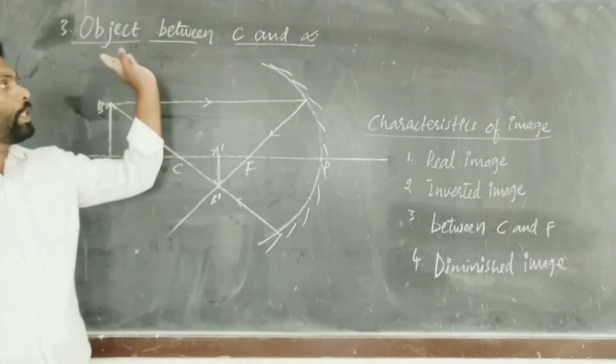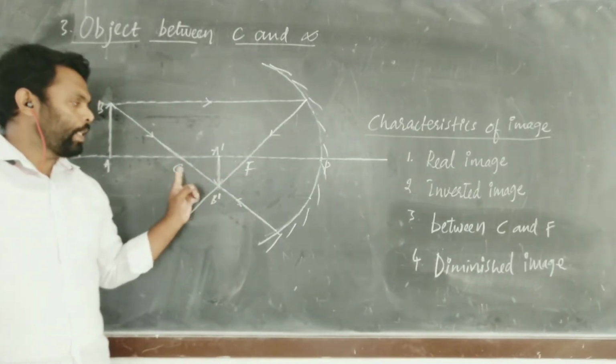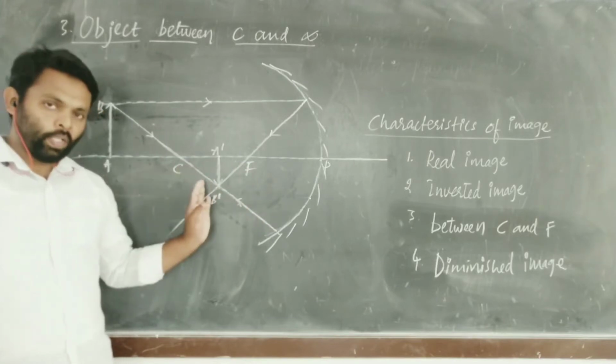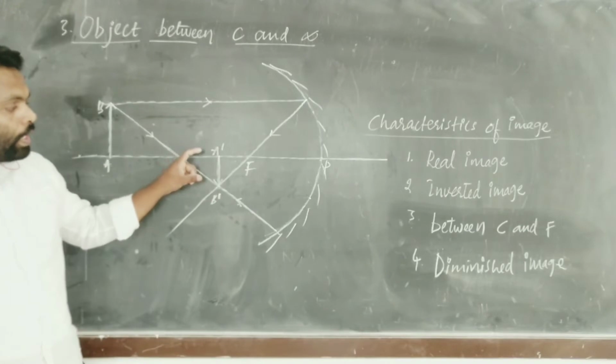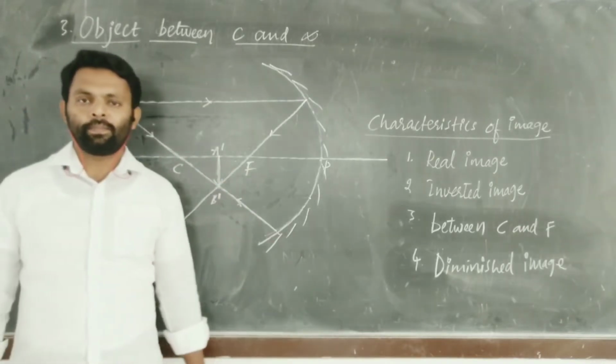So when the object is between the center of curvature and infinity, the position of the image is between the center of curvature and focus. The image is real and inverted, and it is smaller than the size of the object. That's nothing but a diminished image.